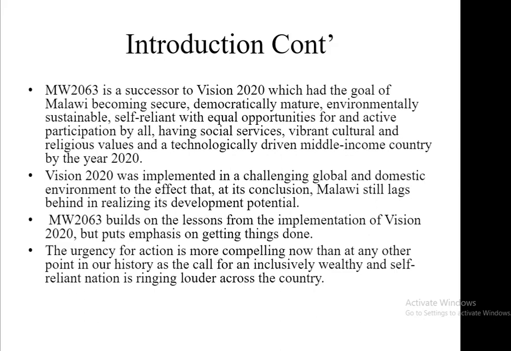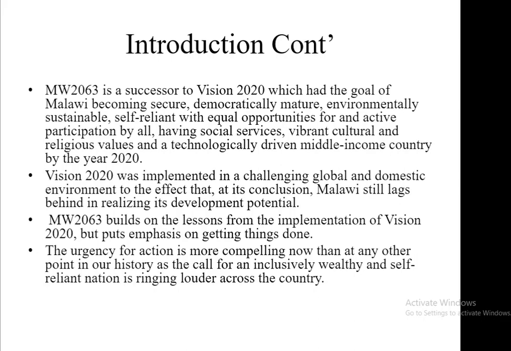In the past, we had the Malawi Vision 2020. So the Malawi 2063 is a successor to Vision 2020, which had the goal of Malawi as a country becoming secure, democratically mature, environmentally sustainable, self-reliant, with equal opportunities for and active participation by all, having social services, vibrant cultural and religious values, and a technologically driven middle income country by the year 2020. Vision 2020 was implemented in a challenging global and domestic environment, to the effect that at its conclusion, Malawi still lags behind in realizing its development potential.